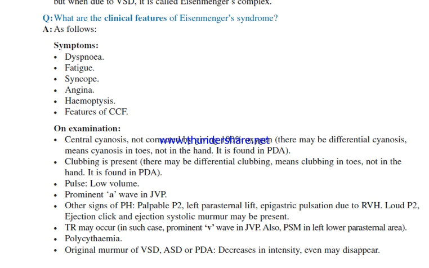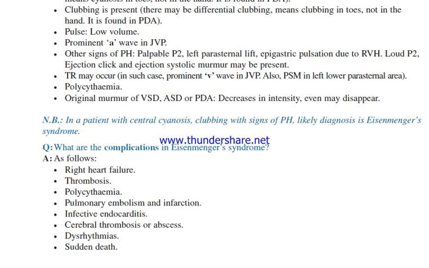Also pansystolic murmur in left lower parasternal area. Polycythemia; original murmur of VSD, ASD or PDA decreases in intensity, even may disappear. In a patient with central cyanosis, clubbing with signs of pulmonary hypertension, likely diagnosis is Eisenmenger syndrome.